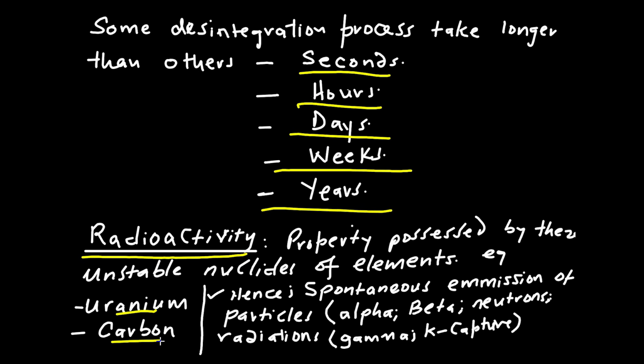By definition, therefore, radioactivity is the spontaneous emission of particles, the alpha particles, the beta particles, the neutrons, or the radiations referred to as gamma or the K capture.